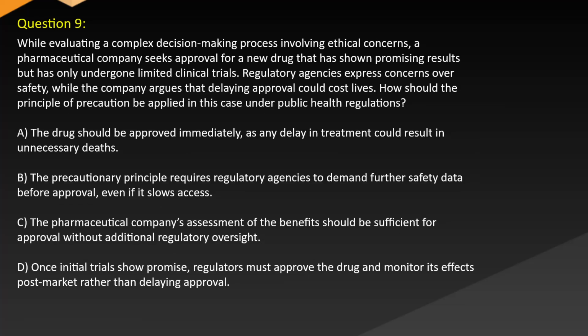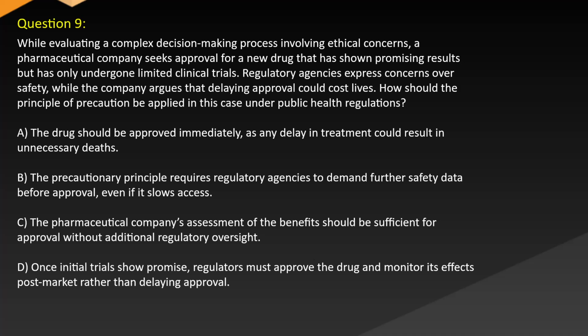Question 9. While evaluating a complex decision-making process involving ethical concerns, a pharmaceutical company seeks approval for a new drug that has shown promising results but has only undergone limited clinical trials. Regulatory agencies express concerns over safety, while the company argues that delaying approval could cost lives. How should the principle of precaution be applied in this case under public health regulations?